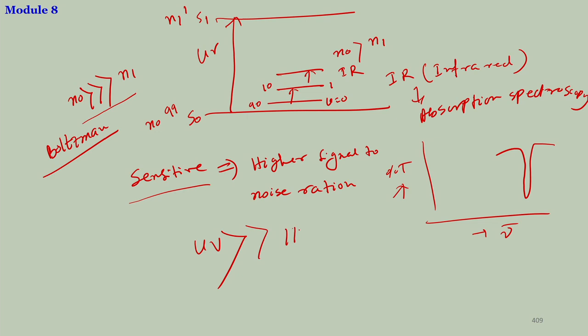Similarly, if you look in NMR, the energy gap is very, very small. If you see in terms of the energy, they have a very small difference of energy between the ground spin state and the excited spin state. And therefore, NMR is very less sensitive. You need much more amount of sample to study in NMR. On the other hand, you need very, very small amount of sample for UV, relatively larger amount of sample for IR. All right. So, this is about spectroscopic techniques.